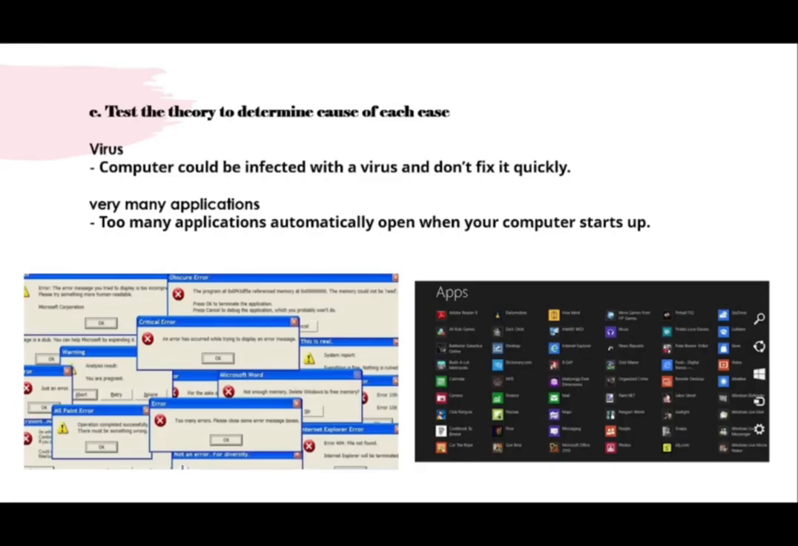Okay, for question C, test the theory to determine the cause of each case. First, virus: the computer could be infected with a virus that isn't fixed quickly. Second, too many applications: too many applications automatically open when your computer starts up.